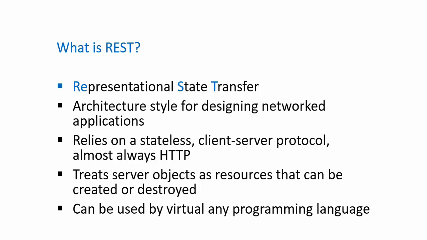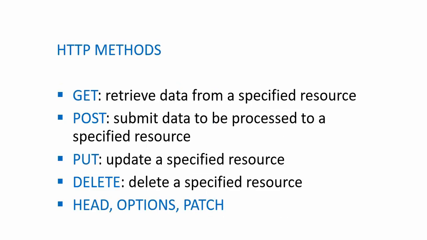So HTTP has different methods that are being used. Number one is get. The purpose of this is to retrieve data from a specified resource. We also have post, meaning we submit data to be processed to a specified resource. And get and post, basically these are the two methods that are used on a form, get and post.